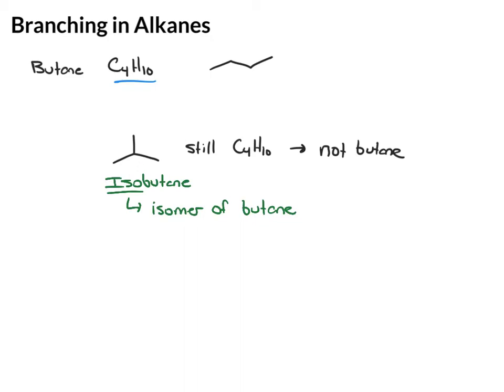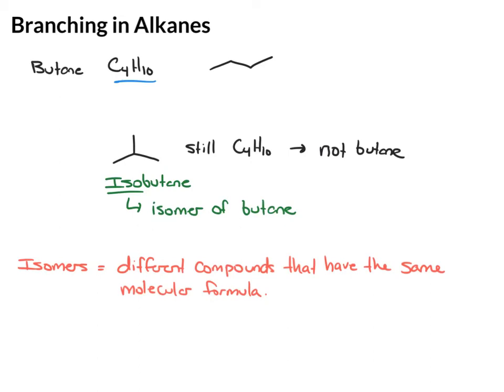So let's define isomers. The definition of isomers is different compounds that have the same molecular formula. And that's what we have here. We have 2 different compounds. Although they have the same formula, they're going to have different chemical and physical properties.